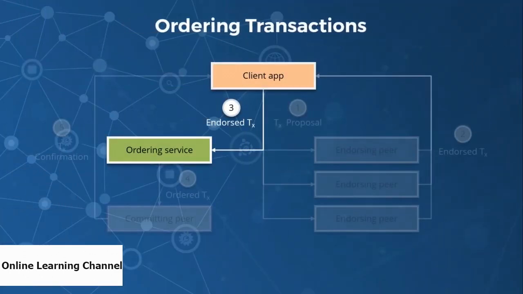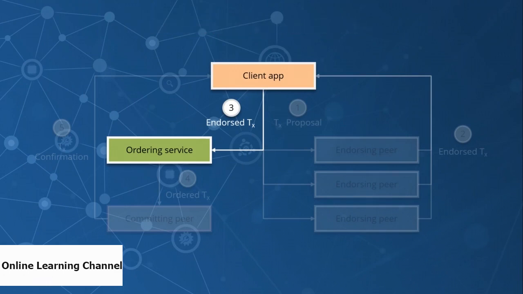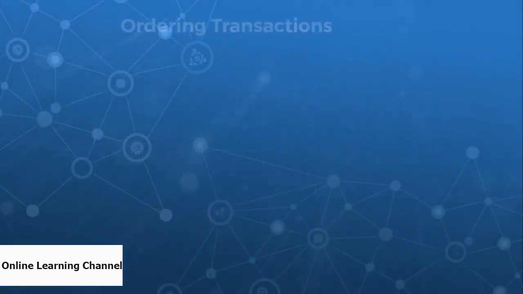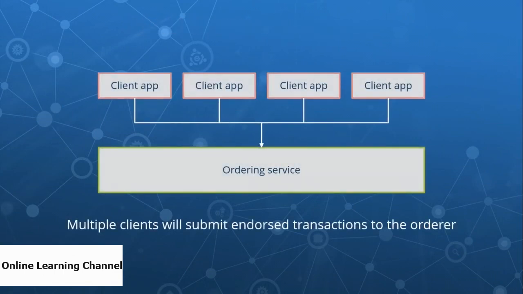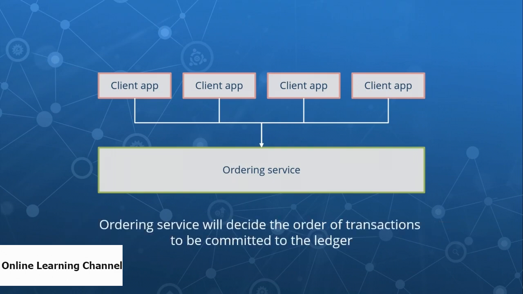Which brings us now to the ordering phase of transaction flow in Fabric. So this is where the endorsed version of the transaction, which is the transaction along with all of the signatures of the endorsing peers, is sent over to the ordering service. And exactly as the name implies, this is where the ordering of the transactions will take place. We'll be receiving endorsed transactions not just from one, but from multiple client applications which are connected to the Fabric network. It is up to the ordering service to gather all of these transactions and then sort them out. But what exactly is the technique which is used to sort these transactions?